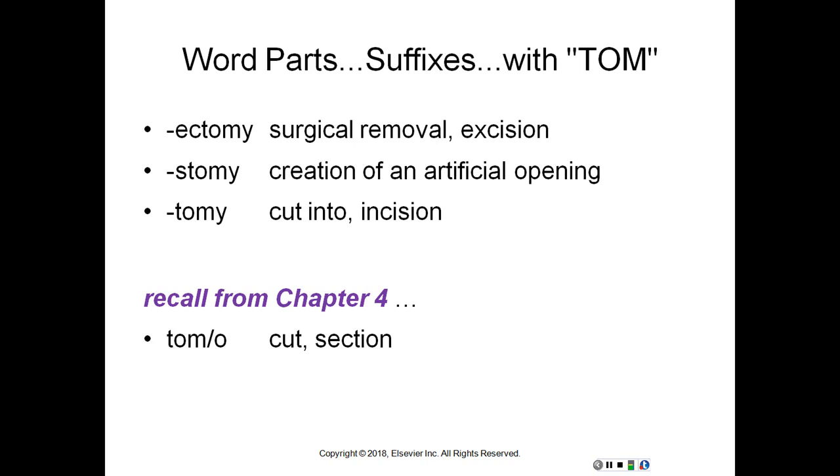Again, those were all suffixes, very common suffixes that can be used in any chapter or any medical term out there. And then remember from chapter 4, there was a combining form, tomo, which is cut or section. And again, that's just a combining form, whereas these first three are all suffixes.